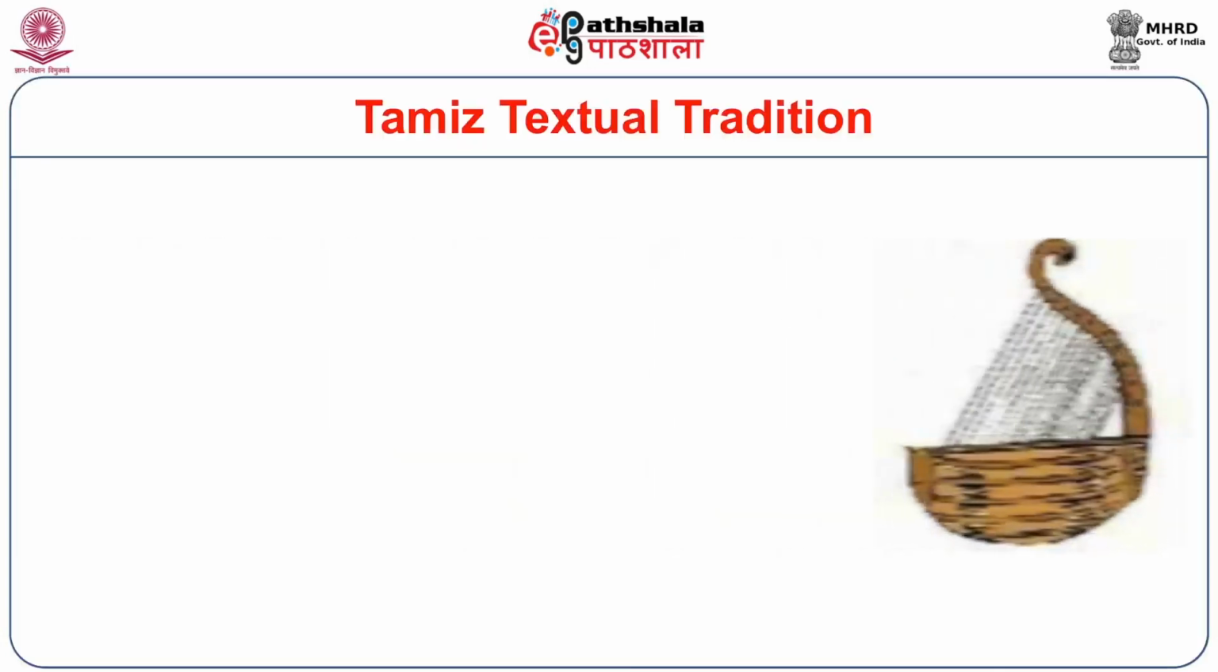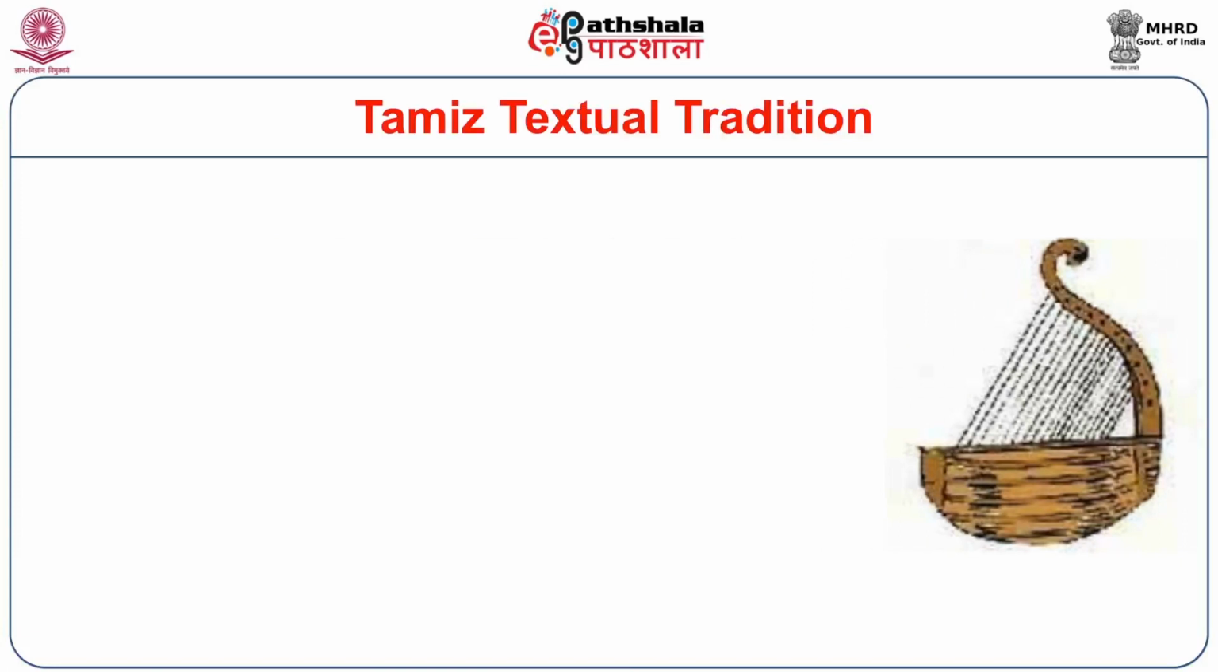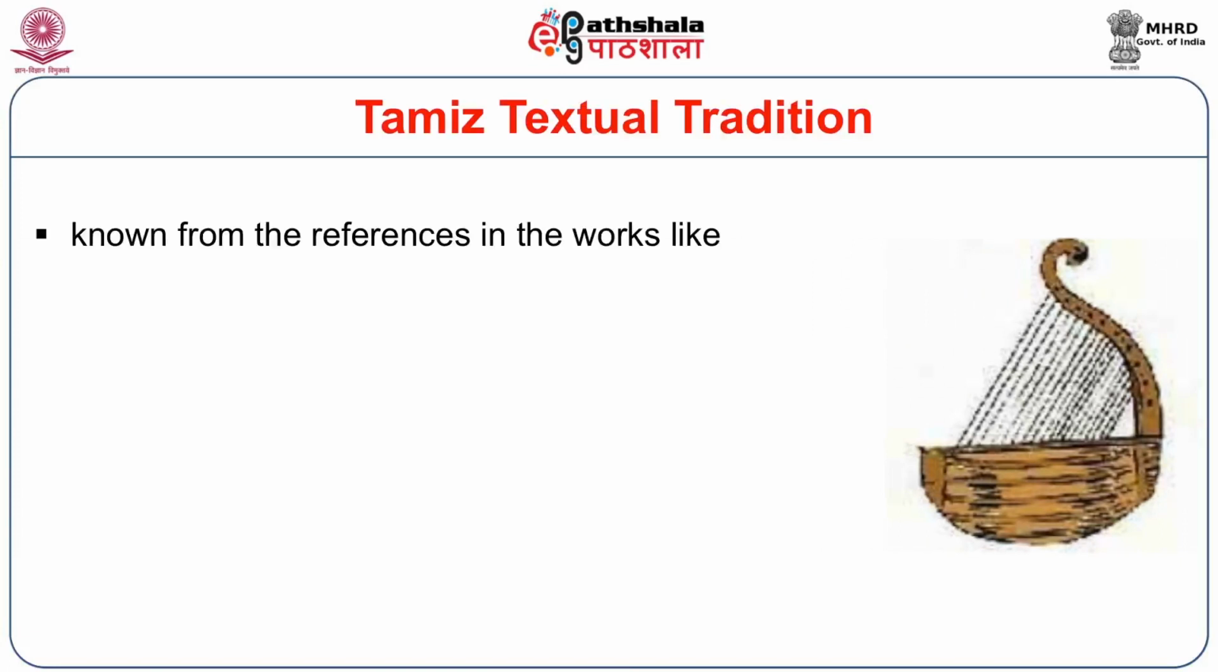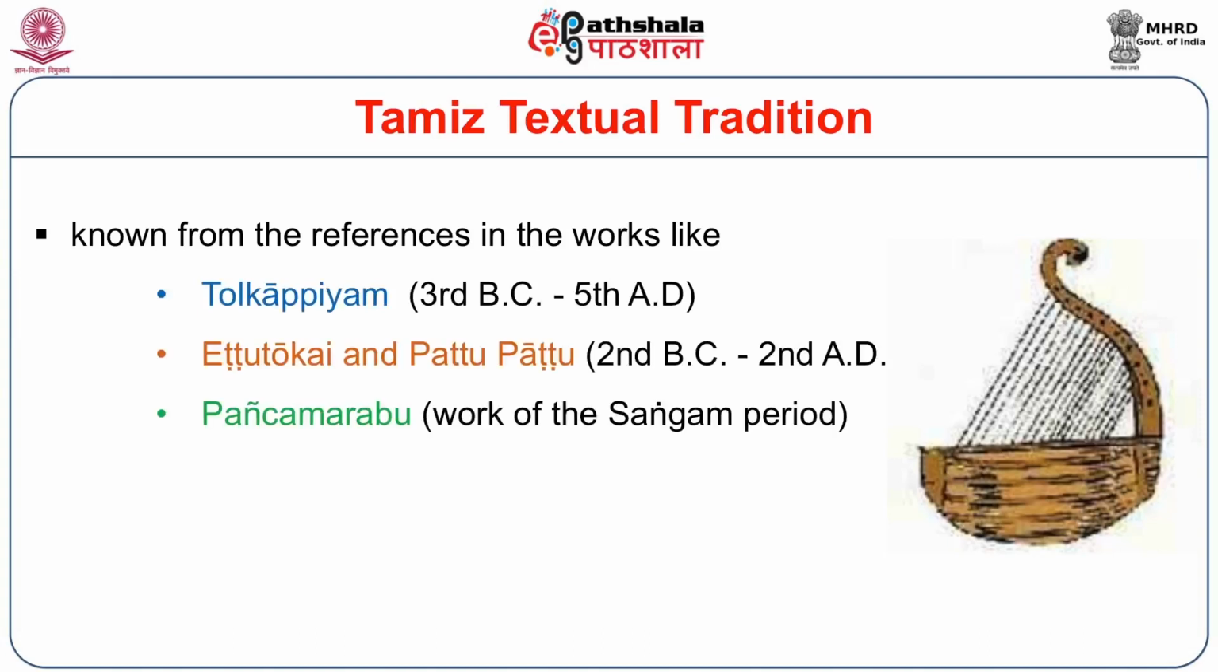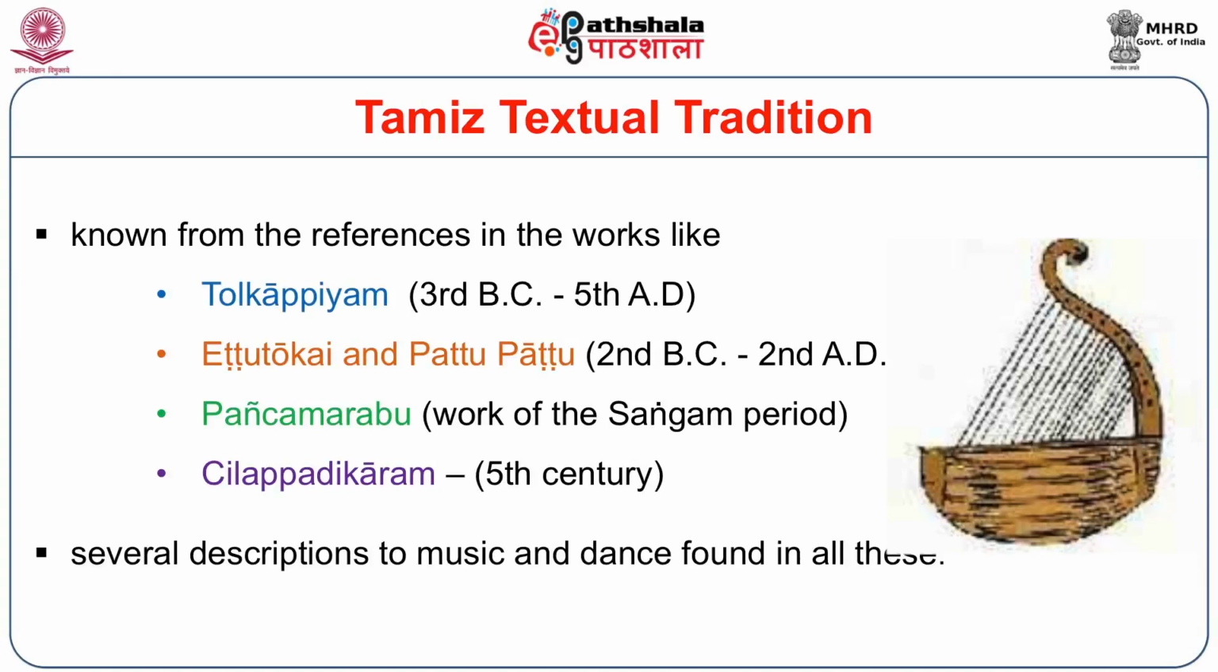And next, if we go into the history of the textual tradition, we take Tamil textual tradition and the Sanskrit textual tradition. In the Tamil textual tradition, we come to know about a lot of information from a few Tamil works like the Tolkapiyam, Ettuttogai, Pattupattu, the Panchamarabu, Silapathigaram and works like them, and they all contain several descriptions of music and dance and a lot of references to instruments like harp, yawl and other things. And about the Samskrta textual tradition, we have several references from the Ramayana, Mahabharata, Puranas and such other things.